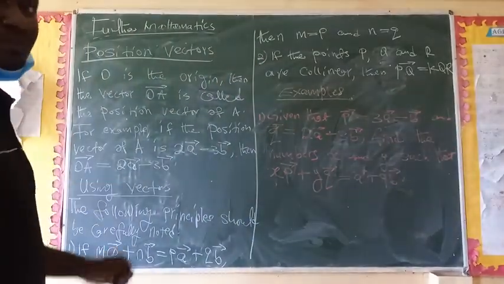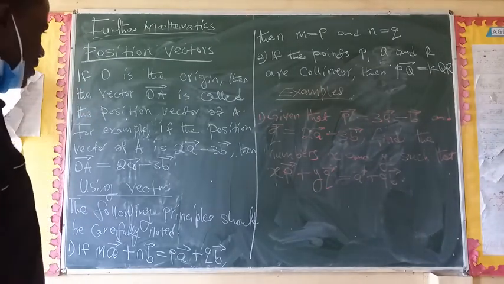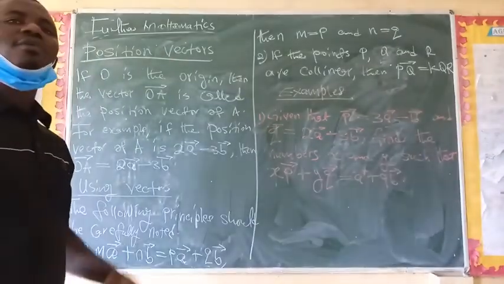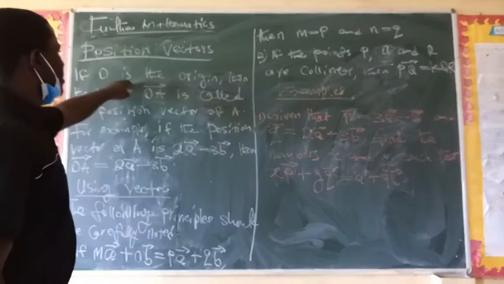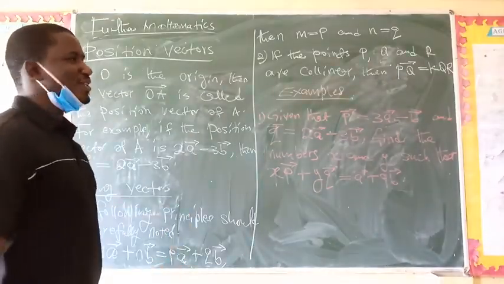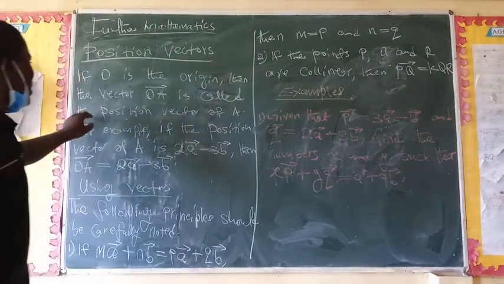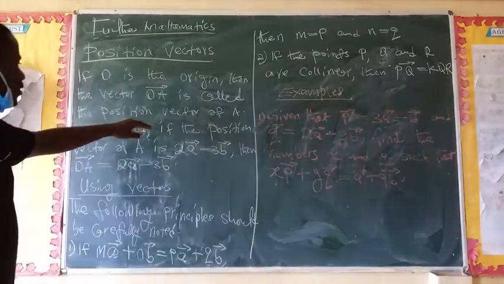But before that, we are going to see what the position vector actually means. Okay? We're going to see that. So, take this, update your note. A position vector: if O is the origin, then the vector OA is called the position vector of A. The vector OA is called the position vector of A.